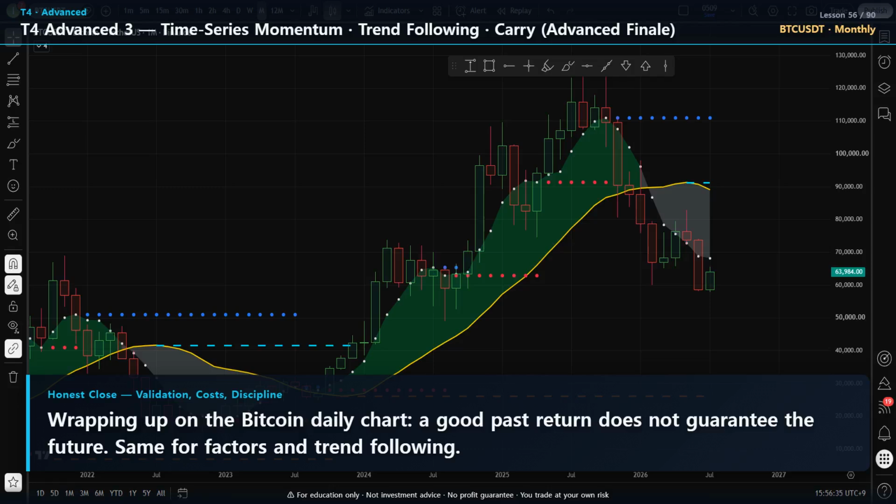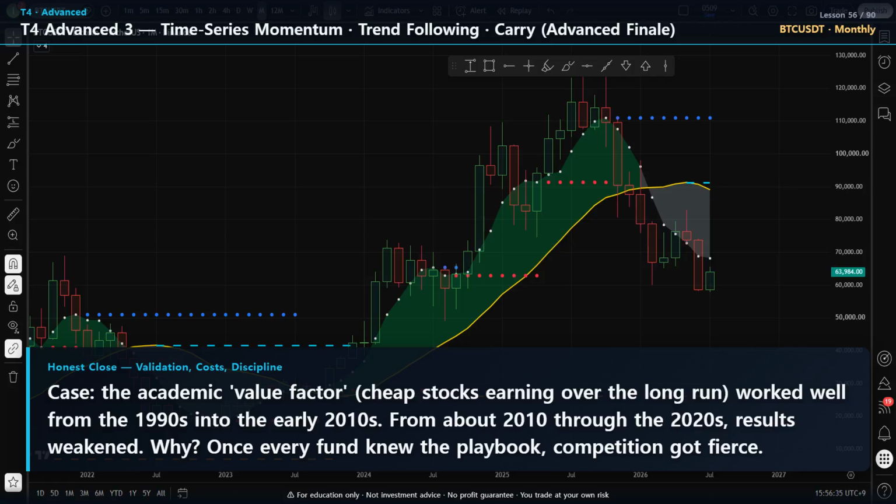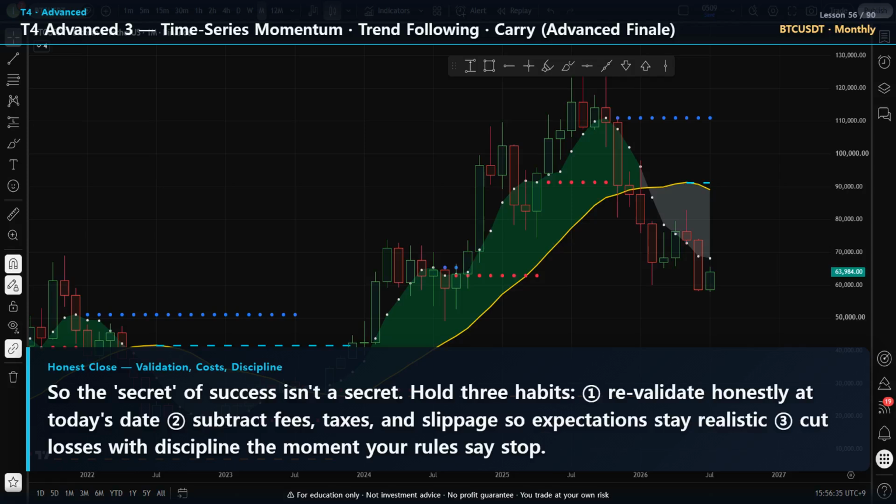Wrapping up on the Bitcoin daily chart. A good past return does not guarantee the future. Same for factors and trend following. Case, the academic value factor. Cheap stocks earning over the long run worked well from the 1990s into the early 2010s. From about 2010 through the 2020s, results weakened. Why? Once every fund knew the playbook, competition got fierce. So, this secret of success isn't a secret.